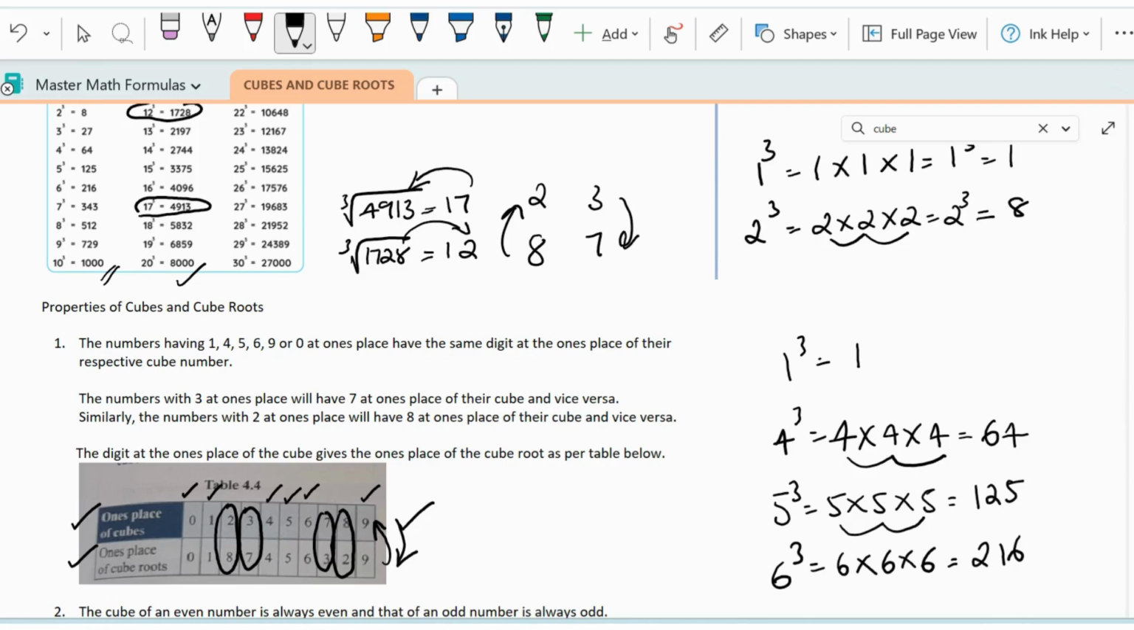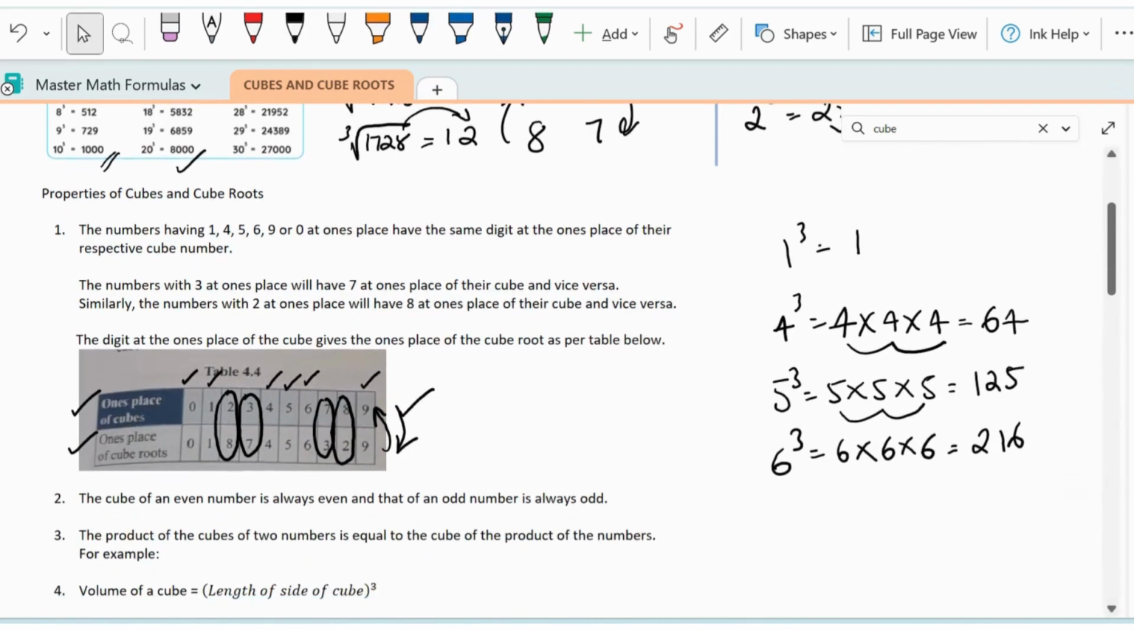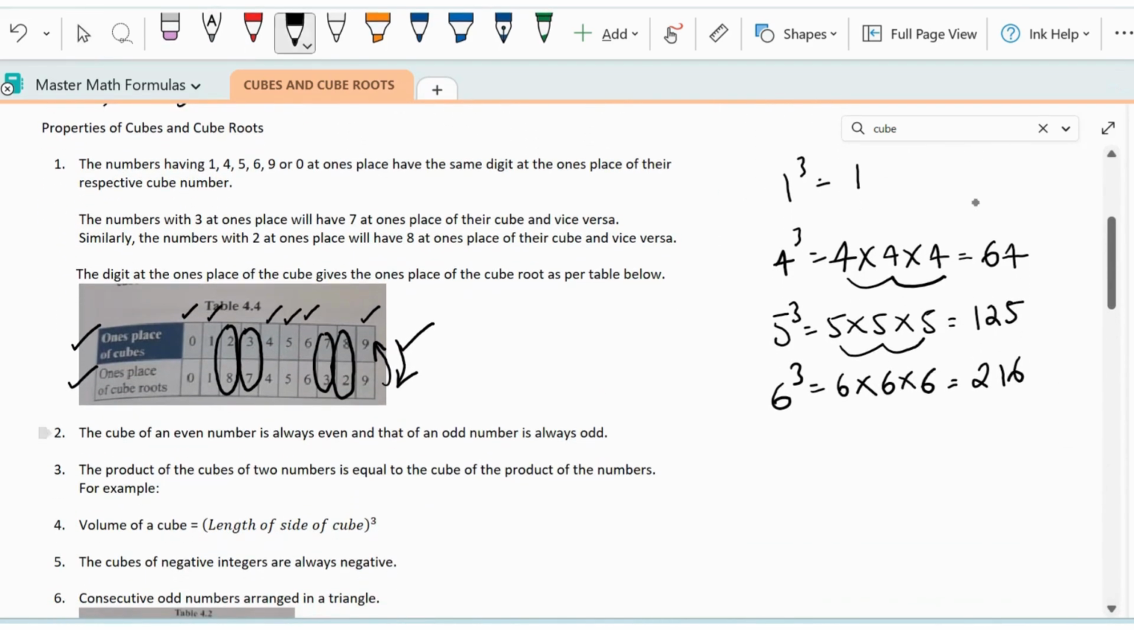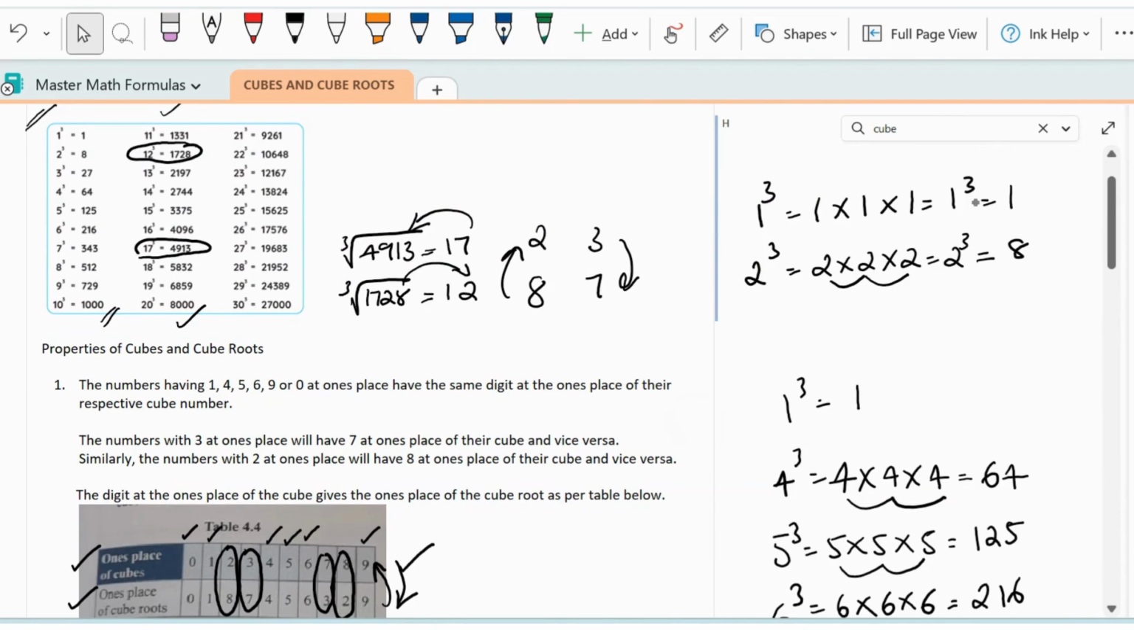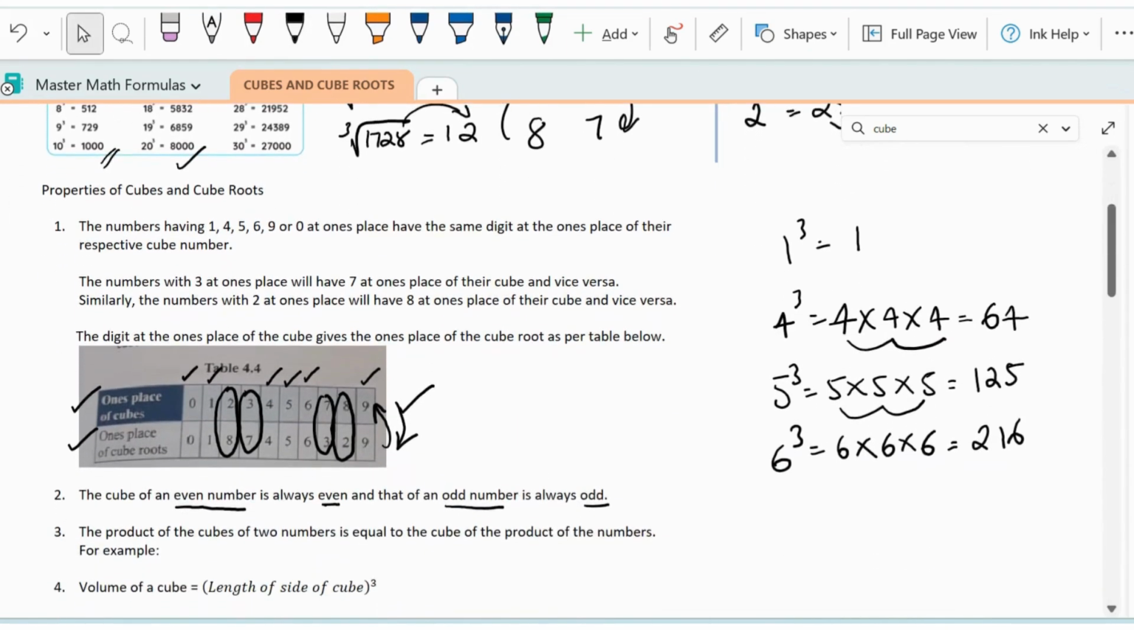Okay. So, going to the next property. The cube of an even number is always even and that of the odd number is always odd. Let us again go back to the table to see a few examples. The cube of the odd number is odd. Even number is even. I hope you all got it.